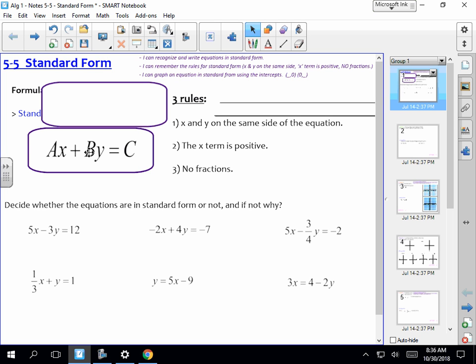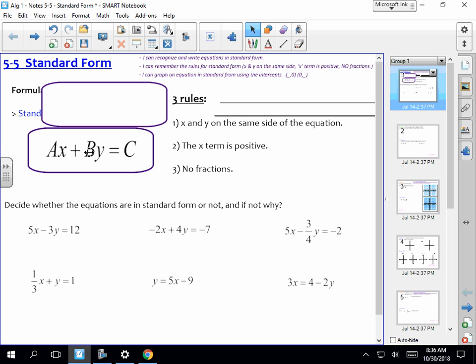Decide whether the equations are in standard form or not, and if not, why. I think the why is important. There's actually one of these that is in standard form. All the others are not. And there's a reason why not. It's one of these rules. You don't see the only one?